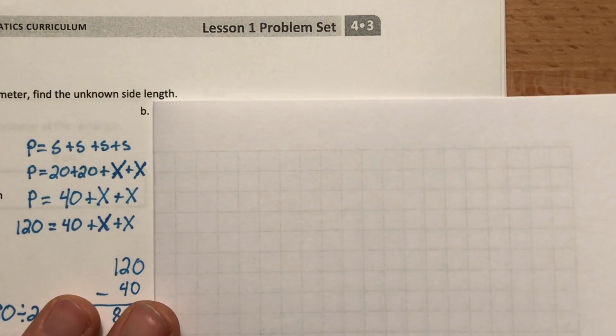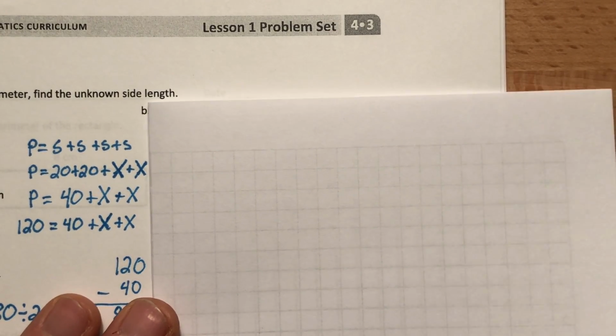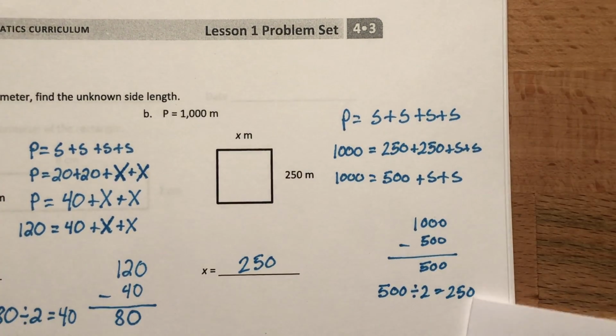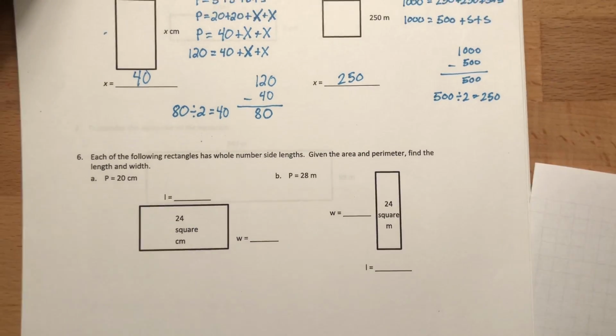This one was a little bit sneaky because it was a square, and we know that squares have 4 equal sides. So the unknown side was actually 250 meters, the same as everything else, okay? All right, and the last problem. Let's do the last problem.